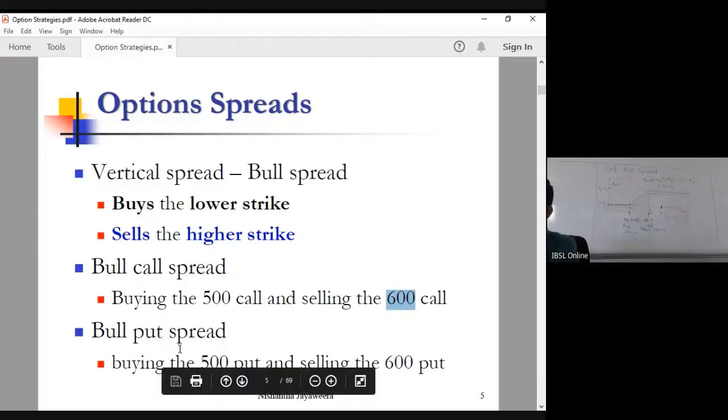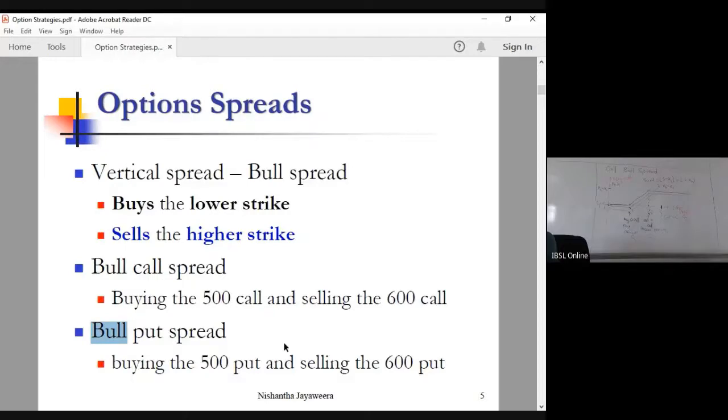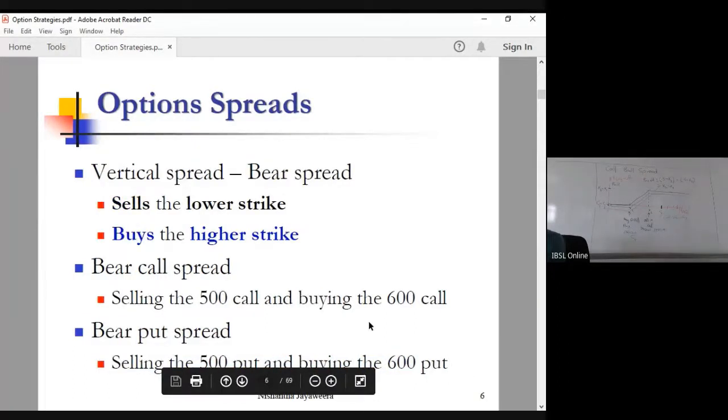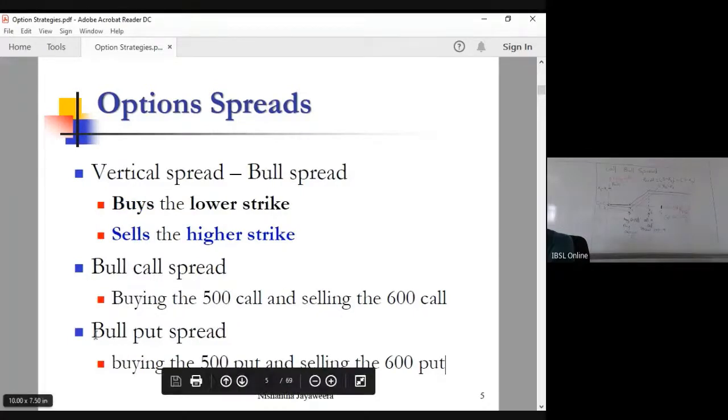Even in a bull put spread, you buy the 500 put, still you buy with a lower strike and sell the higher strike. You buy the lower strike and you sell the higher strike. Still remember, even though it's a put spread, it's a bull spread. Still you think the market will be bullish. Okay, we'll discuss this bull put spread.